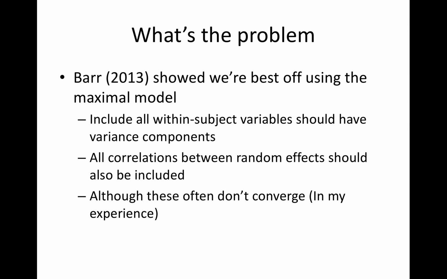So they mentioned this paper by Barr quite a bit, so I don't have the title here, but I'm sure if you just Google search mixed model Barr 2013, you'll find it. And they show that you're better off using the Maximal model. So include all within subject variables. They should have variance components as well. And all correlations between random effects should also be included. So the number of parameters grows very quickly.